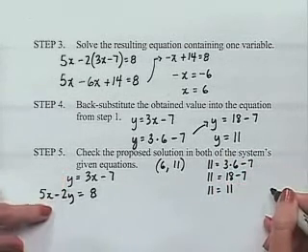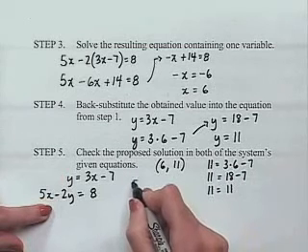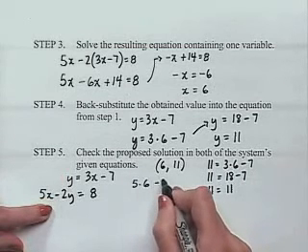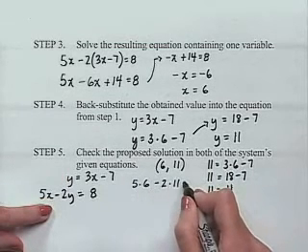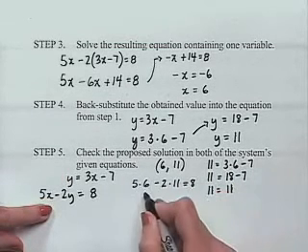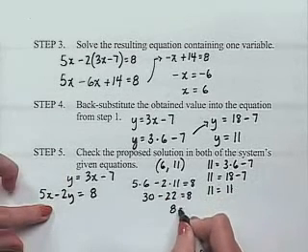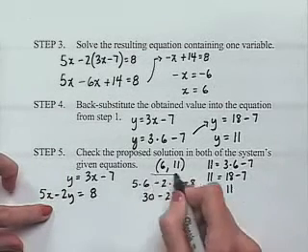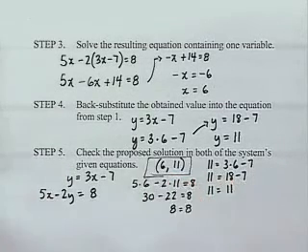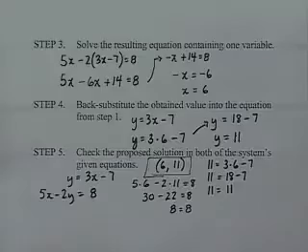And in our second equation, we're going to have 5 times 6 minus 2 times 11, and we want to see whether that equals 8. 30 minus 22 indeed does equal 8. So we've verified our solution as the point (6, 11).